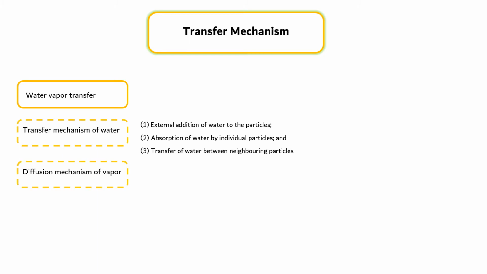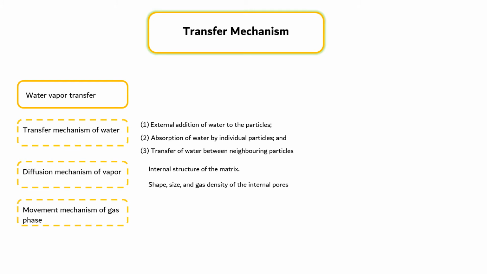Diffusion mechanism of vapor. Diffusion of vapor in the matrix has a very close relationship with the internal structure of the matrix, and the shape, size, and gas density of the internal pores determine the diffusion mechanism. Movement of gas phase in the substrate. In the non-saturated matrix, gas is mainly composed of air and water vapor, and air and water vapor fill the pore space. The migration of the gas in the matrix is of four types: Knudsen diffusion, viscous flow, continuous diffusion, and surface diffusion.